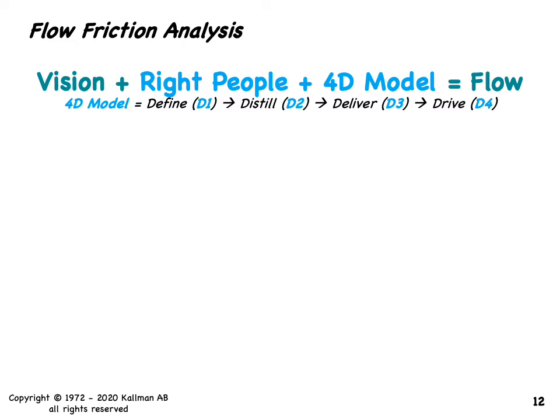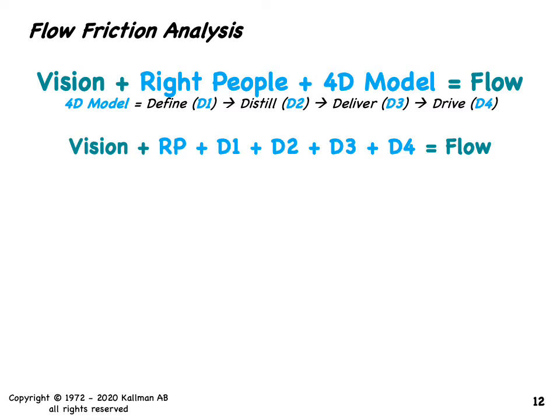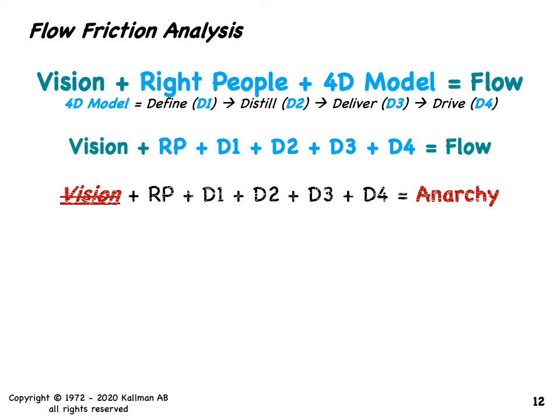The flow friction analysis builds on the flow formula. And so basically, if you have the right vision, plus the right people, plus the right definitions, you've distilled agreement, the team is delivering, and you're driving through retrospectives and continuously filtering everything you do against the vision, then you can achieve flow. However, if you don't have the right vision or the vision's lacking, you probably have anarchy.